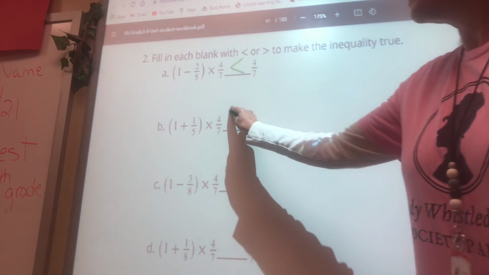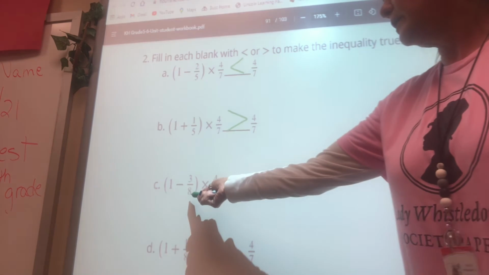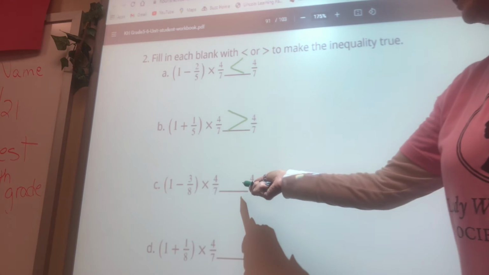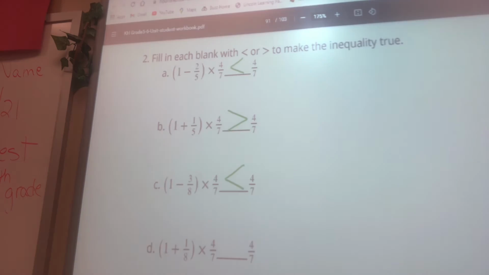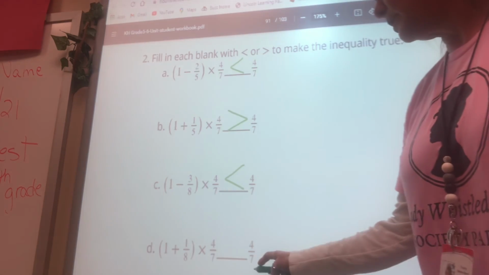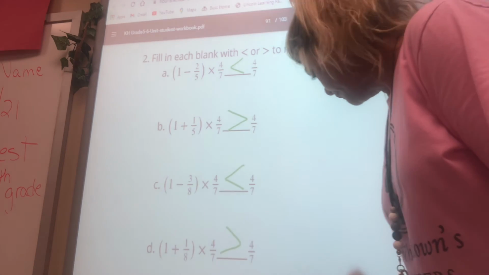The greatest one. What's going to come out of here? Less than 1. So what's going to go here? The lesser. And what's going to come out of here? Greater than. So this is going to be? Greater than.